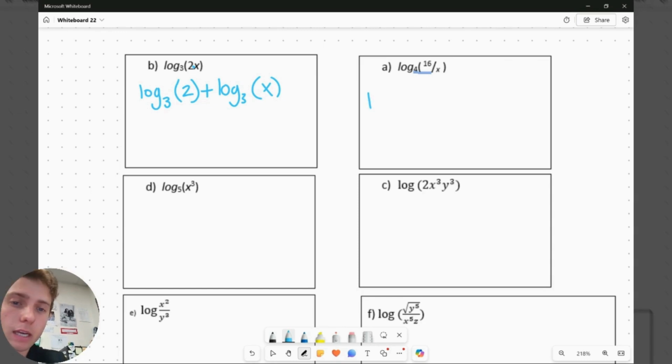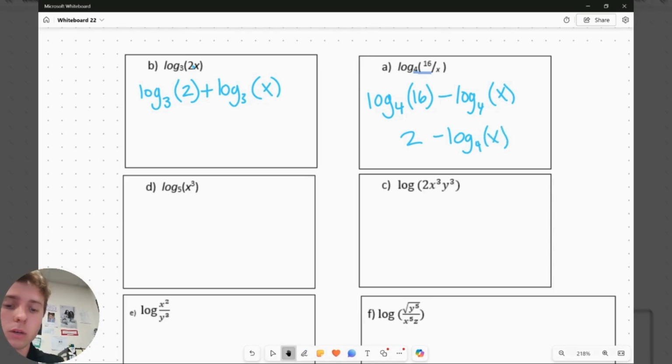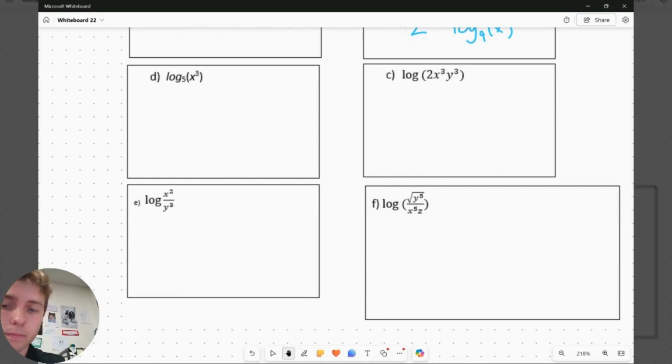Same idea for this next one. They're dividing. In order to divide inside the log, that means we can separate to make two different logs where they are subtracting. Again, the base of the log stayed the same. One thing you might do on this problem is log base 4 of 16. You might even try and simplify that if you want. Log base 4 of 16, that's 4 to what power is 16? You could even change that to 2. Do you need to do that? No, but that is something that we might know because we've talked about it before.